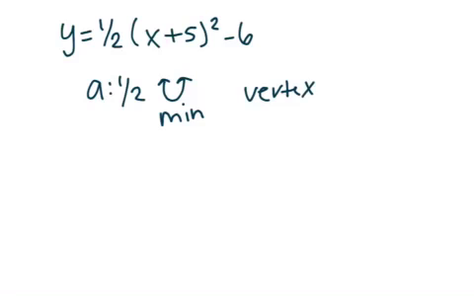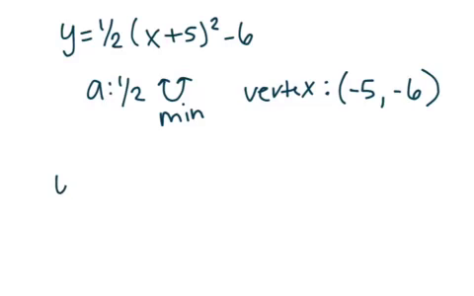My vertex, opposite sign of what's inside the parentheses. So it is a positive 5. I change it to a negative 5. And then whatever is added or subtracted to the end, that y value does not change the sign, only the x value.